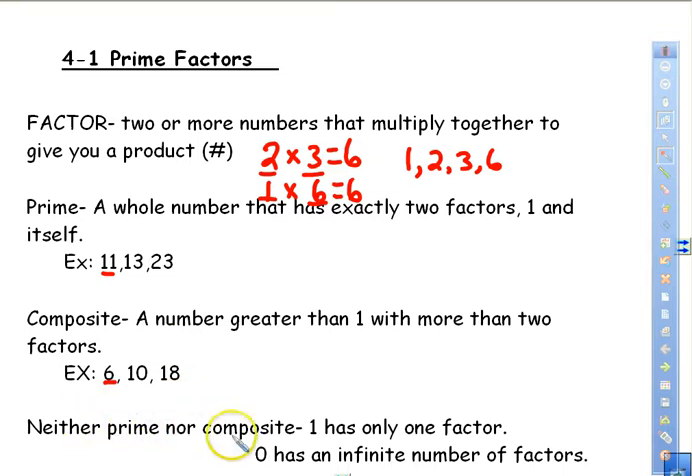Neither prime nor composite would be a 1. It only has one factor, 1 times itself, because 1 times 1 gives you just one factor, which is 1. 0 has an infinite number of factors because 0 times any number is 0. So neither one of these would be prime or composite.